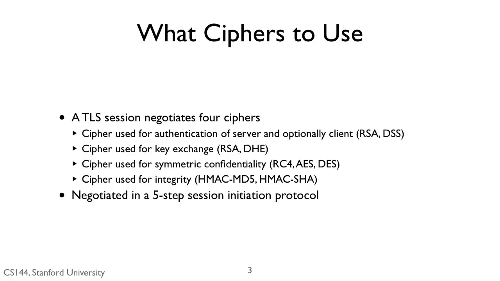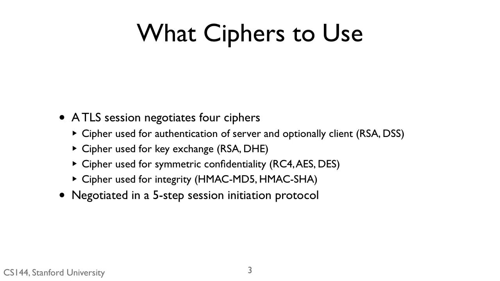So what ciphers and keys does TLS use? It has a wide range that are available. As part of setting up a TLS session, the client and server negotiate 4 separate ciphers. The first is the cipher used to authenticate the server. You can also optionally authenticate a client. The second is the cipher used to exchange symmetric keys. The third is the cipher used for symmetric confidentiality, and the fourth is the cipher used for symmetric integrity.